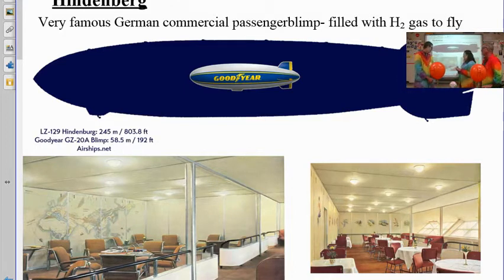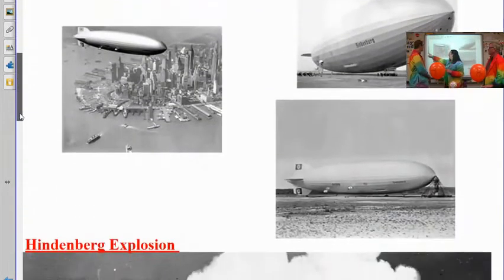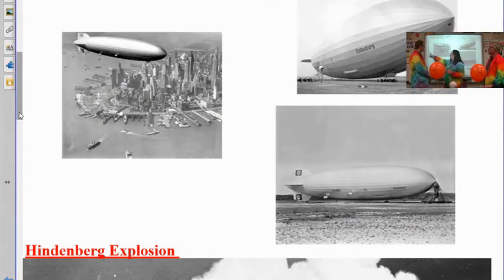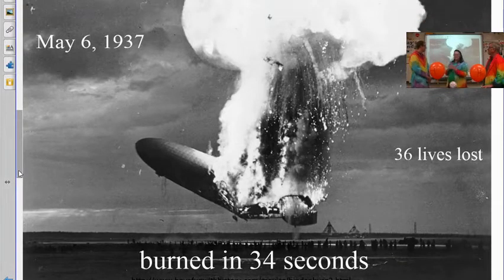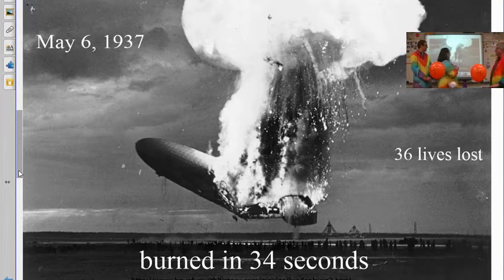One of the interesting things is that they did have a smoking lounge inside there, which when you see what we do with the balloons is going to be interesting here. And it flew all over the world. And then had a very tragic day on May 6th in 1937, where 36 people died, and the whole entire thing burnt in 34 seconds. And once you see how we're doing the demonstration, you would understand why it was probably not the best idea to use hydrogen in the Hindenburg, and maybe they should have used helium, which is an inert gas. An inert gas.